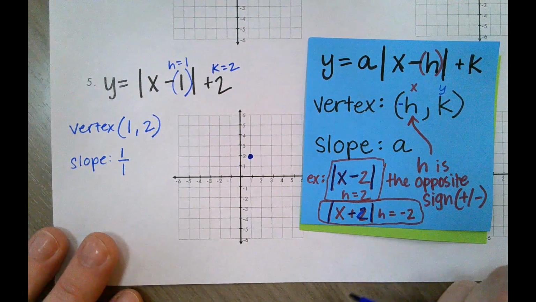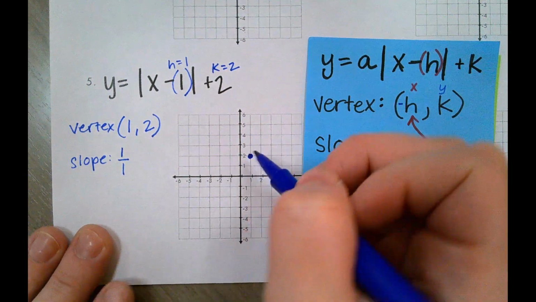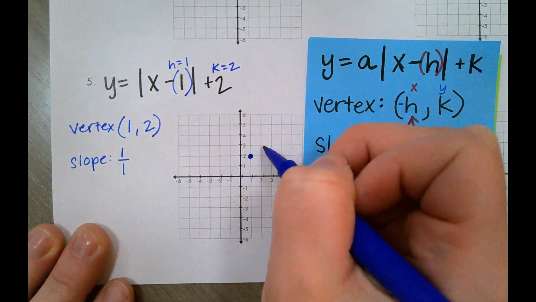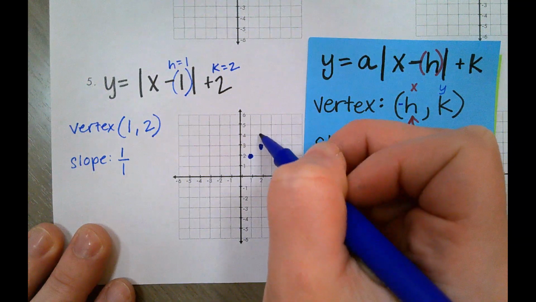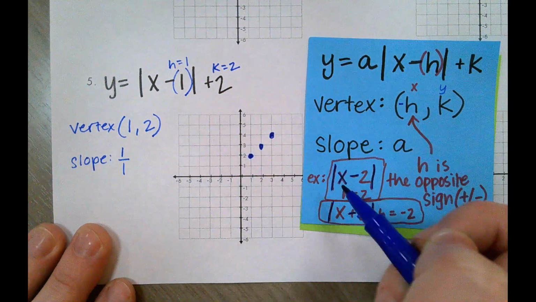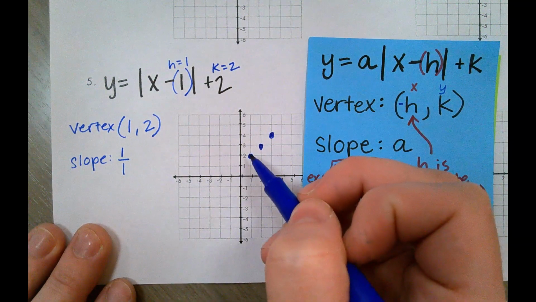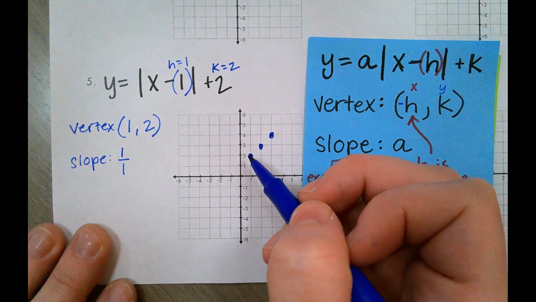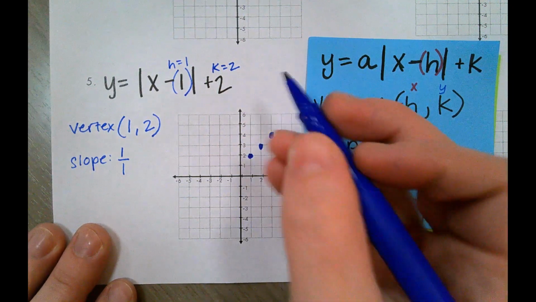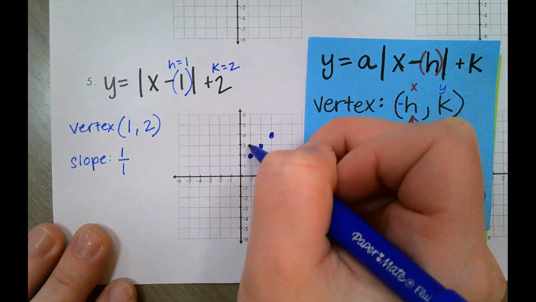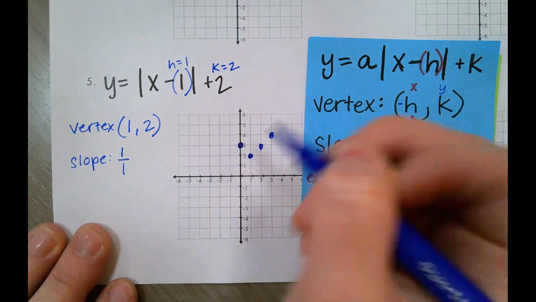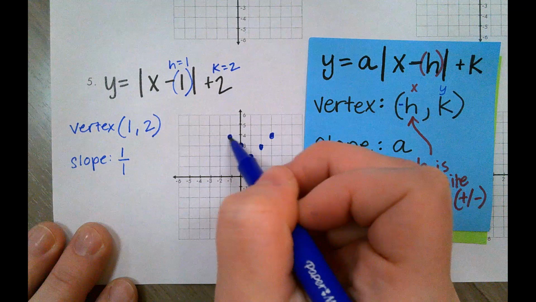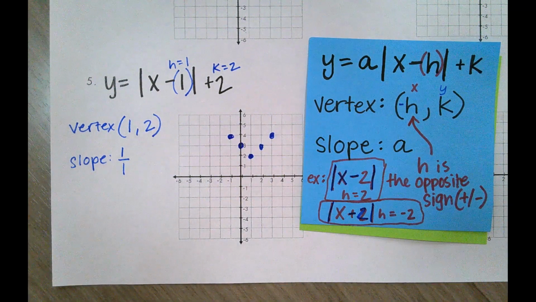And we have a slope of 1, so where do I go now? Up and over 1. Now do up 1 over 1 again. Back down to my vertex, now what? The same thing on the opposite side, still up 1 over 1. Connect our dots, there's our graph.